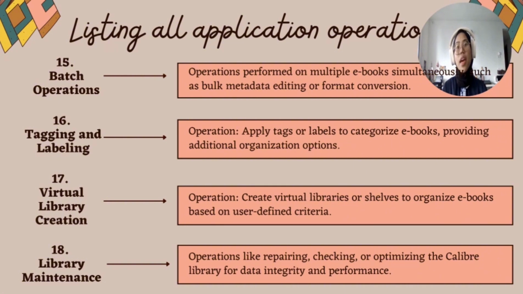Number 17, we have virtual library creation. This will operate to create virtual libraries or shelves to organize ebooks based on user-defined criteria. Number 18, library maintenance. Operations like repairing, checking, or optimizing the Calibre library for data integrity and performance.